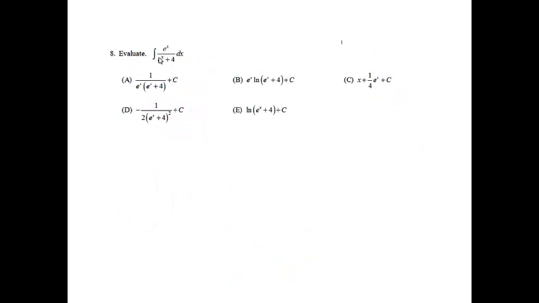Okay, I remember if we have more than one e in the problem, we're going to let u be the chunk, and in this case, we're going to let u be the denominator, so we'll let u equal e to the x plus 4. And then du, the derivative of e to the x is just e to the x dx. I notice that I have that, so I'm all set up.